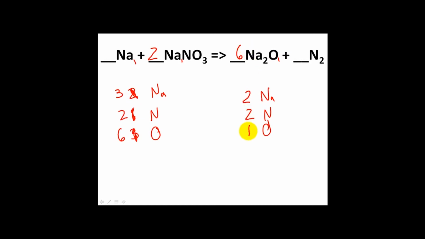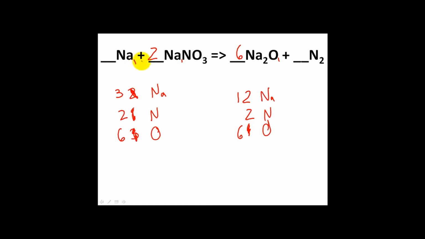Now, I have improved oxygen. It is balanced. Nitrogen is balanced. But now let's see what happens to sodium. 6 times 2 gives me 12 sodiums. I need 12 sodiums on this side. I only have 3. And so what I want you to see, though, is if I put a number in front of here, I'm going to affect everything in here. Nitrogens and oxygens will change also.